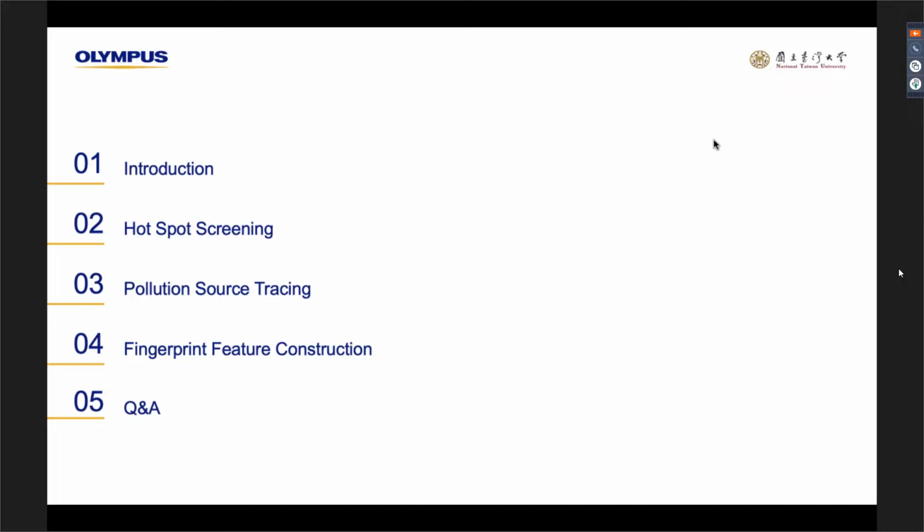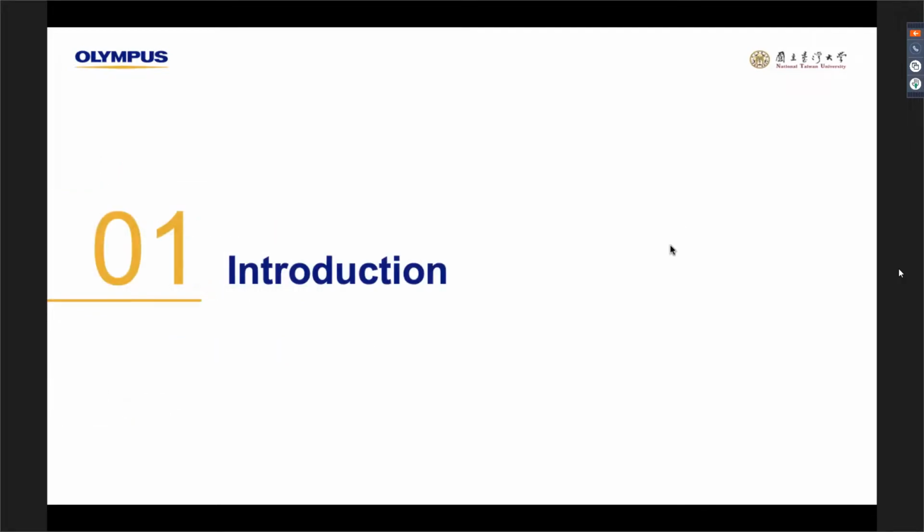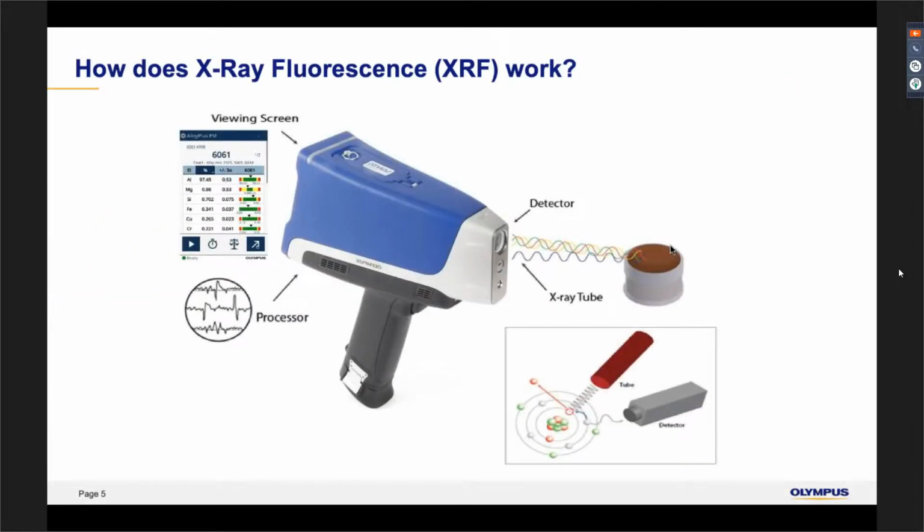So let me now start with the introduction. Basically, what is XRF and how does XRF work? XRF stands for X-ray fluorescence. What happens is X-ray will come out of the X-ray tube.